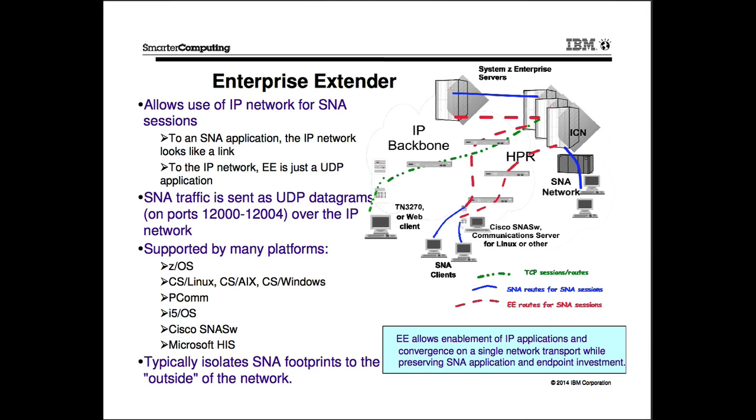So it allows the enablement of IP applications and allows you to converge your backbone on IP while still preserving your investment in SNA. One of the things that's very important on the mainframe is protecting investment. We have customers that have legacy applications that they've got a lot invested in, a lot of custom work done. They don't want to throw them out and rewrite their old SNA applications for TCP/IP. Enterprise Extender allows them to keep them while moving their network to TCP/IP.